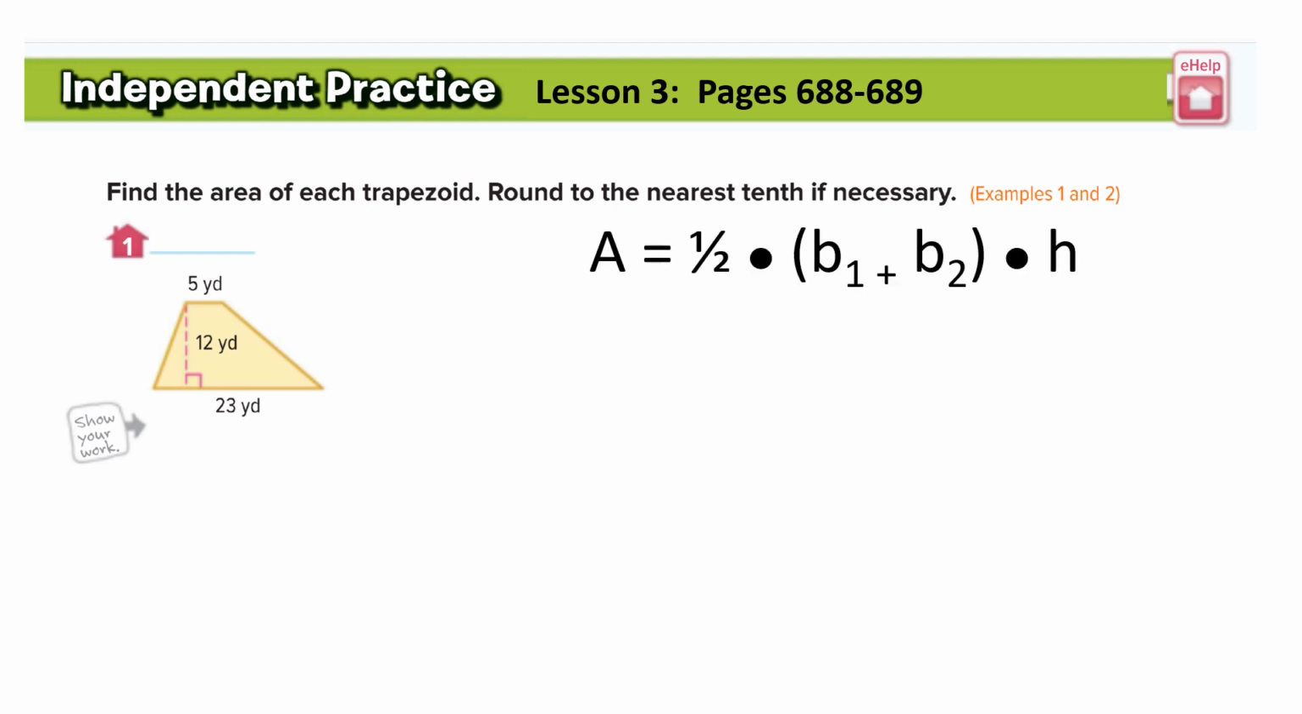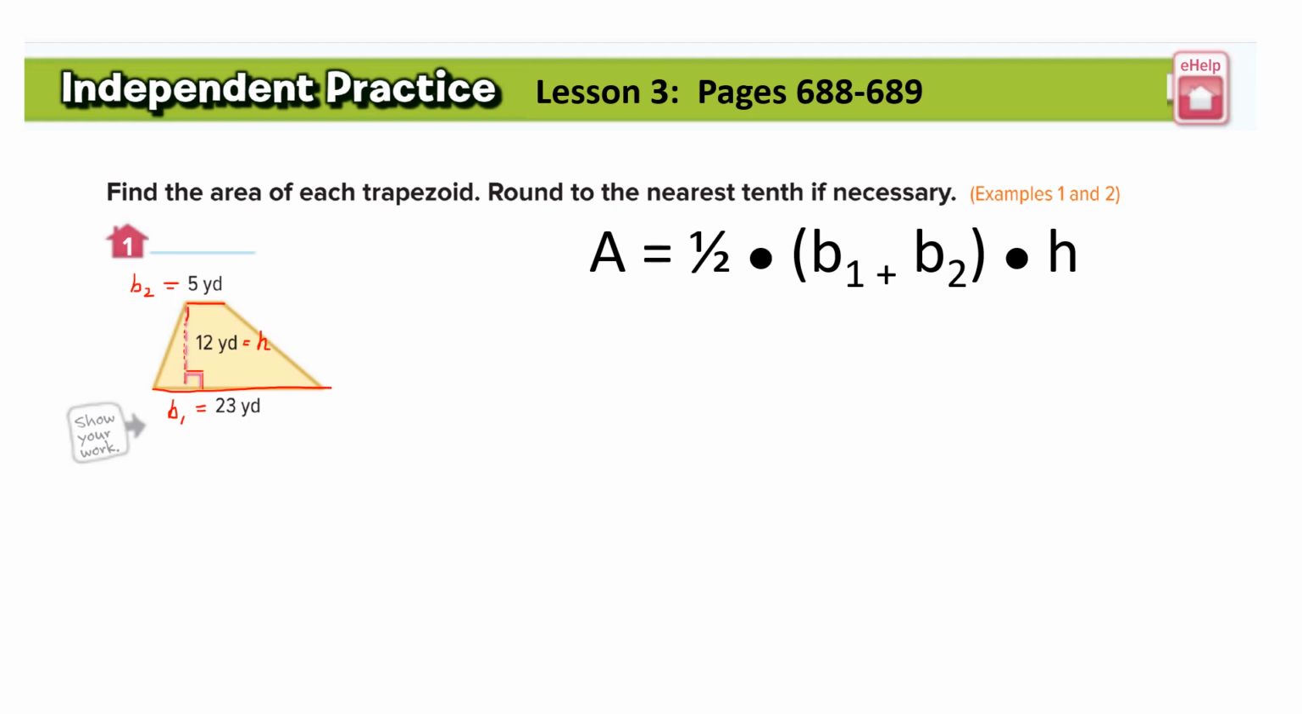The formula for the area of a trapezoid is 1/2 of the sum of base 1 and base 2 multiplied by the height. When we look at our trapezoid here, the bottom would be considered base 1 and the top would be considered base 2. And the dotted line that is perpendicular to the base is 12, and that is the height.